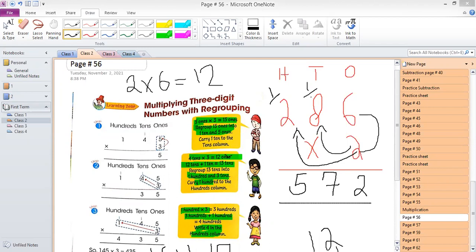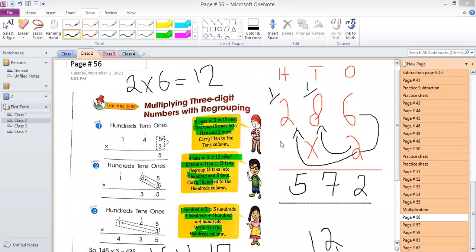Okay. Then 17. 17 tens means this is 100 and 7 tens. So 7 tens you write here, 100 you regroup with the hundreds. Then 2 by 2 is 4. To the 4, you will add this one and that will be 5. So 572 will be your answer. Clear, guys? That's it.